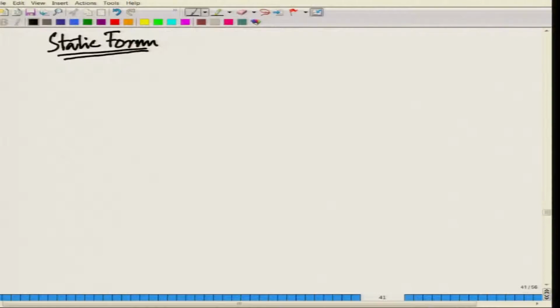So, let us get into the discussion of static form. We have seen different possibilities of image formation. Now, let us see how to make them look unmovable, static. So, if this is a formation which is like a horizontal line, it has its own characteristic.